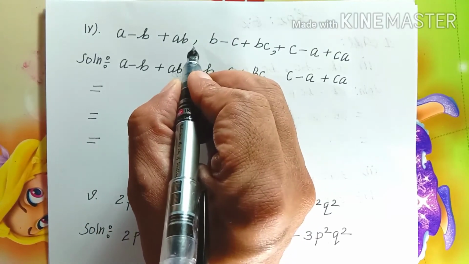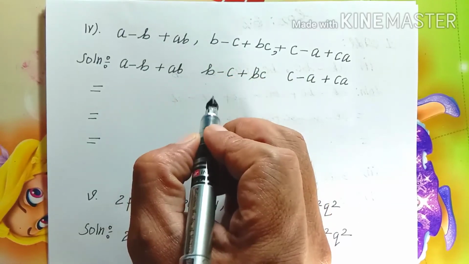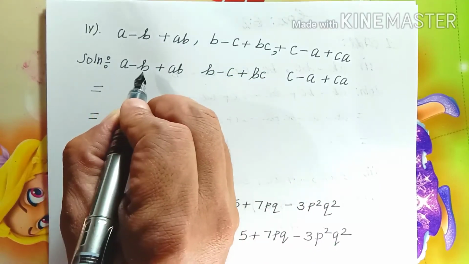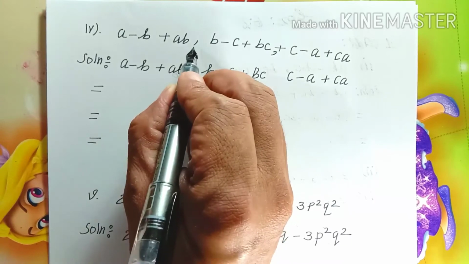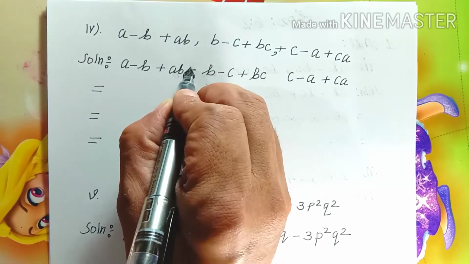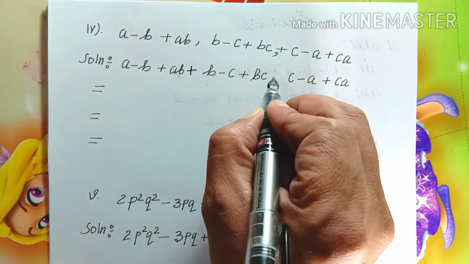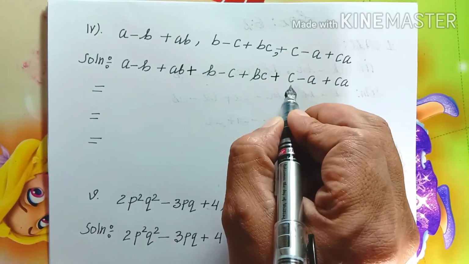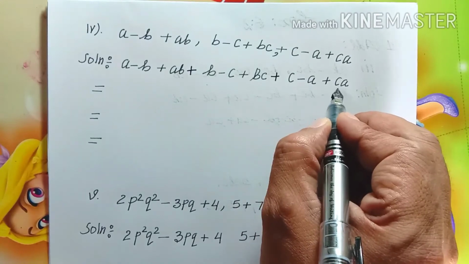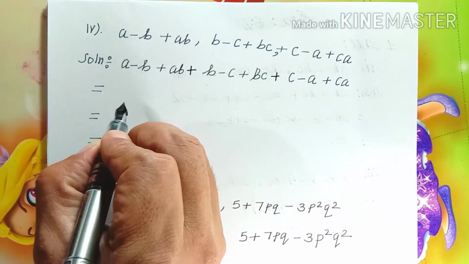You'll have to replace the comma with a plus sign here. So we can see here a minus b plus ab. Now comma we get here, so replace by plus sign. B minus c plus bc, again here comma, so plus we have here c minus a plus ca. Now we can collect the like terms.